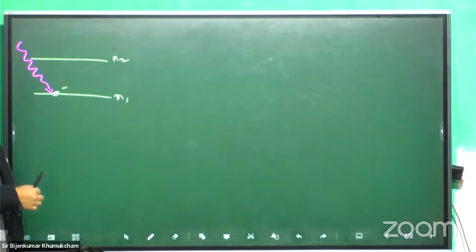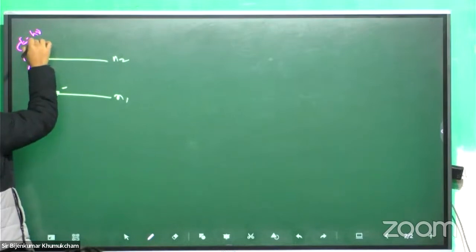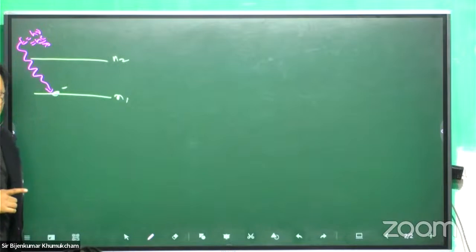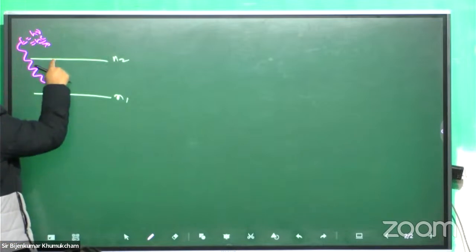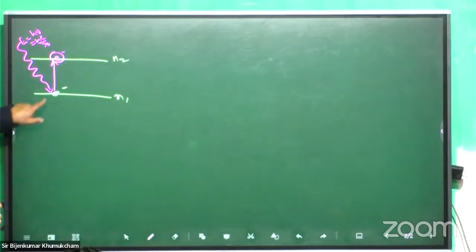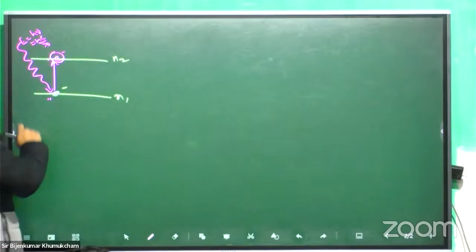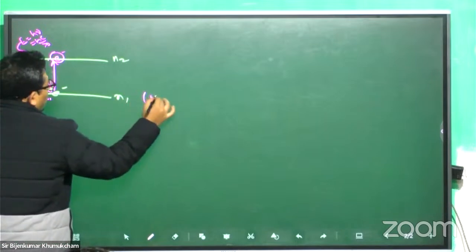The energy is in the form of h c by lambda. If this energy is sufficient enough, then it will jump to the higher orbit. This is your stationary state, and this is an excited state. Now see how much energy you will absorb. Suppose this energy level is e1 and this is e2.